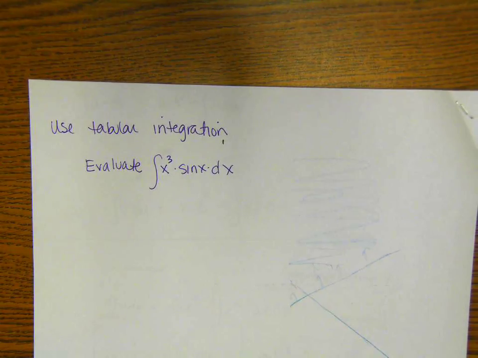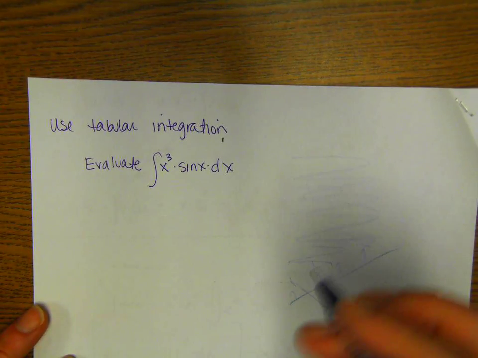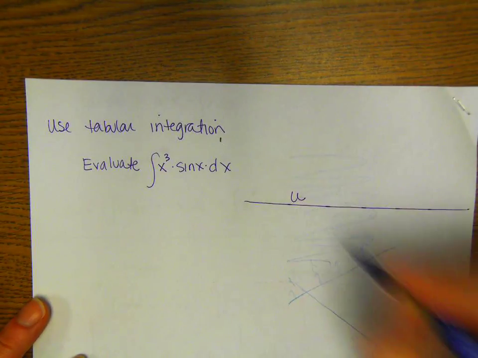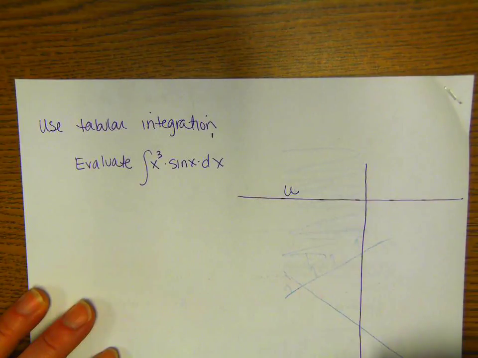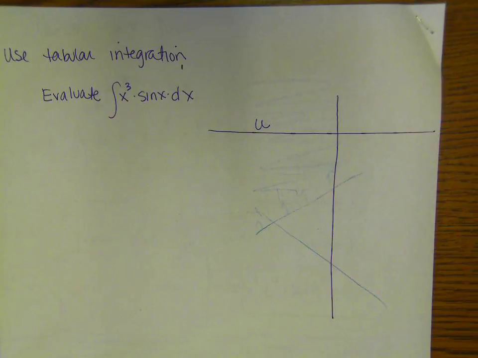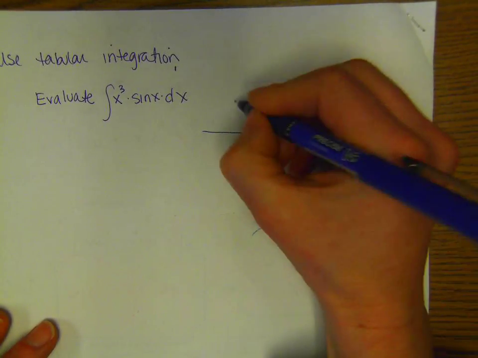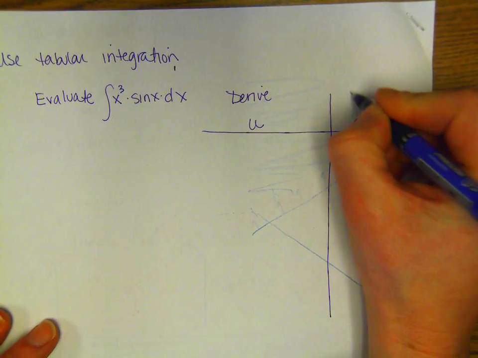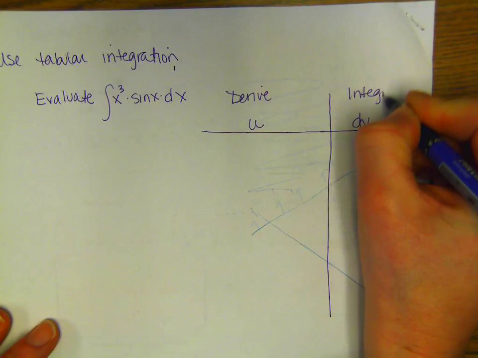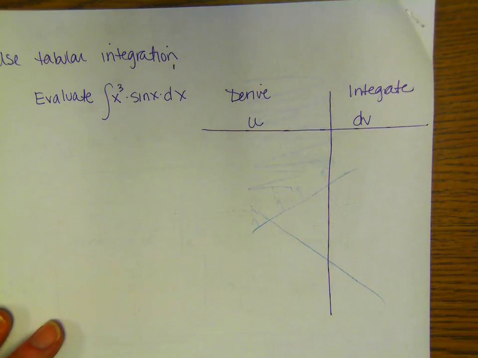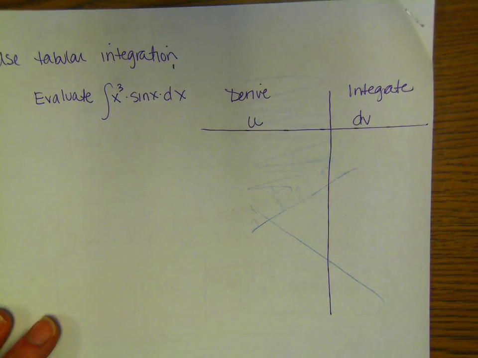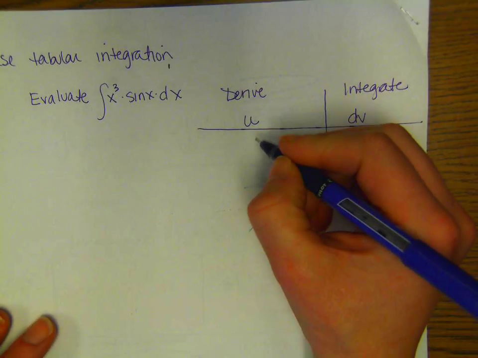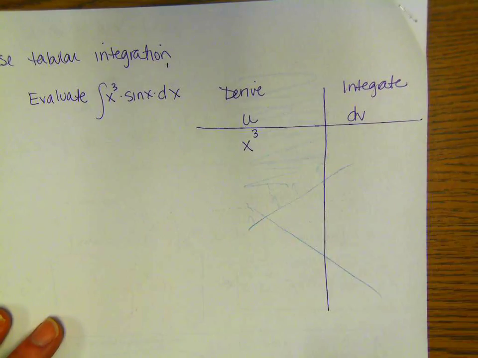Alright, so in our table, we have our u is going to go here, and what are we going to do with the u's? Yep. And this is where our dv is going to go, and this side we're going to integrate. Okay, so we start with our u, and our u should be our power function, so it's going to be x to the third. Okay, and then we are going to derive until we get to 0.